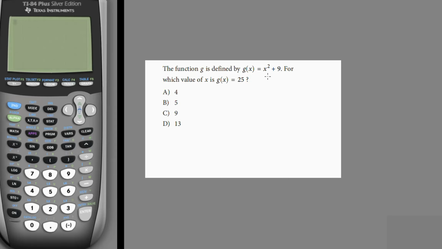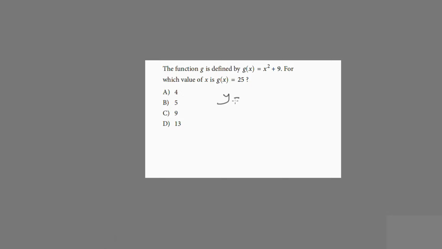It's actually very easy. Basically, what you have to know is that in algebra, g of x can be replaced with y. Some use f of x, but here they're using g of x. So we can say that y equals 25. When you substitute it in the equation we have here, you can say that 25 equals x squared plus 9. Alright, so that's what we have basically.